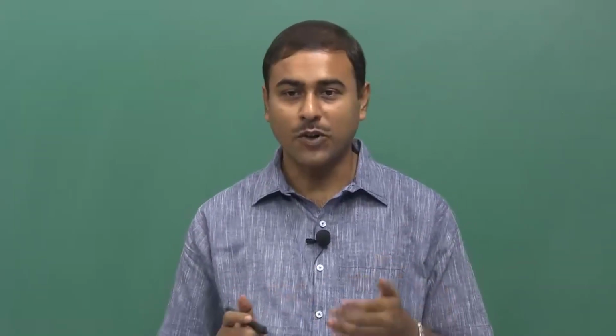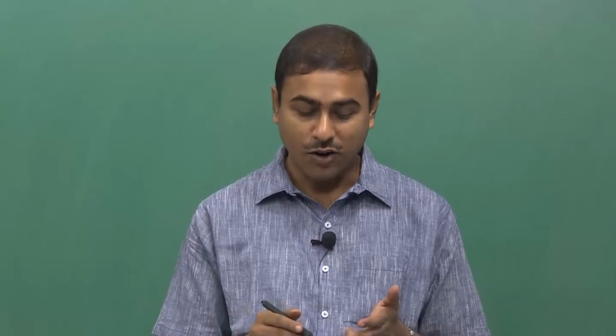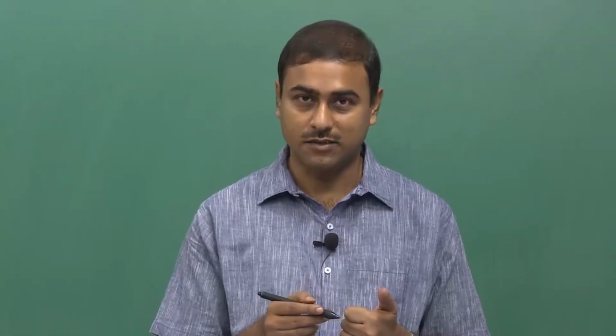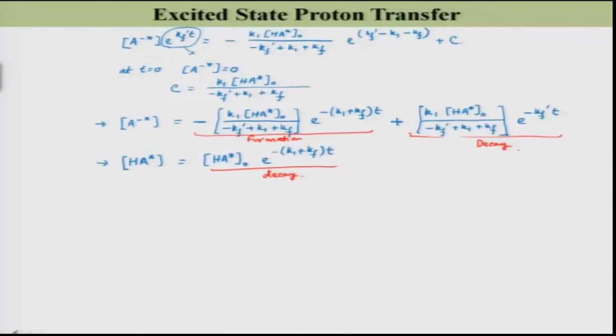So, now if I plot this fluorescence transient of H A star and A minus star, how is it going to look? Let us plot it quickly to see that. Let us say this y axis is my intensity and this x axis is my time axis, and let me draw this H A with the green color. So, here H A looks something like this. This is just a single exponential decay, a nice single exponential decay.